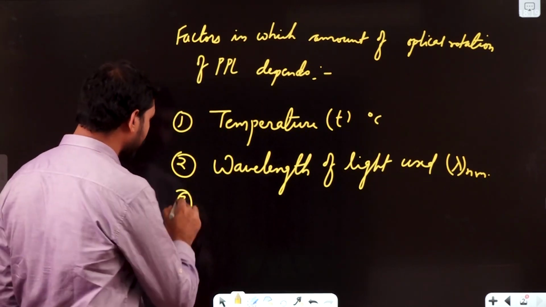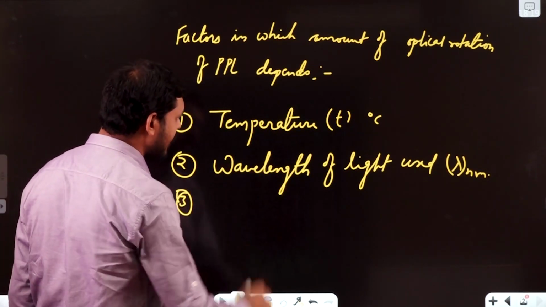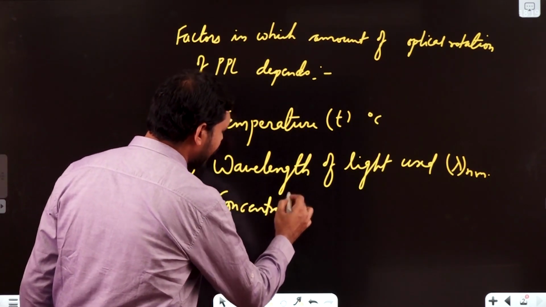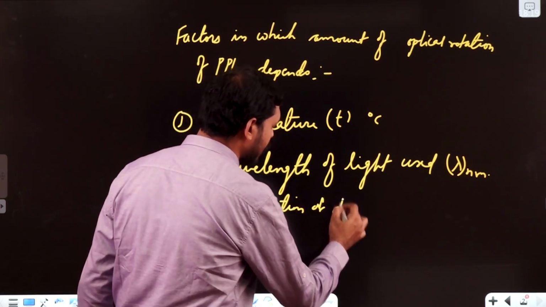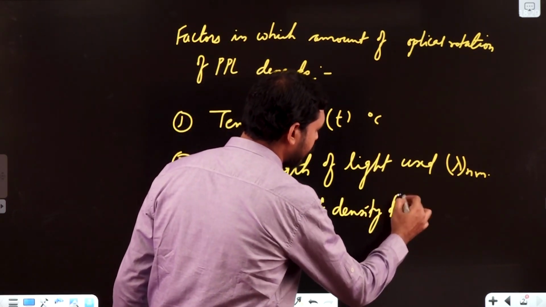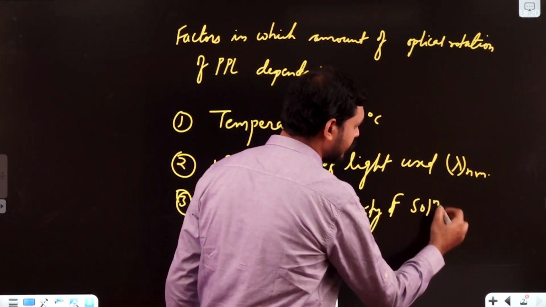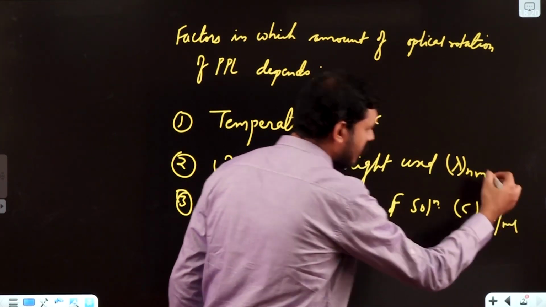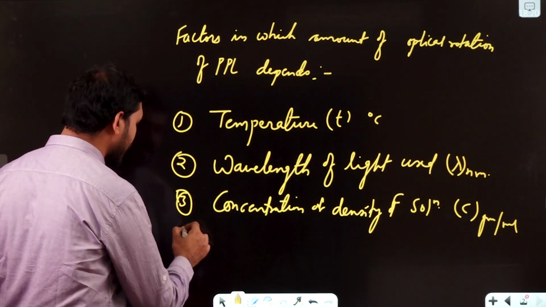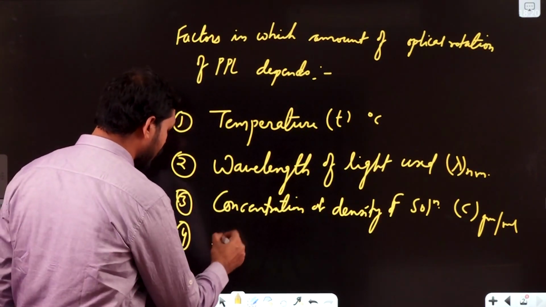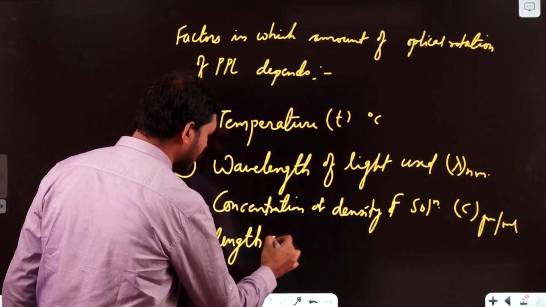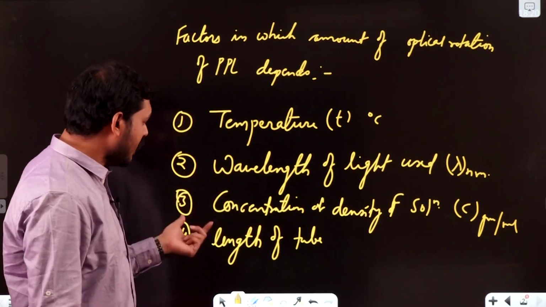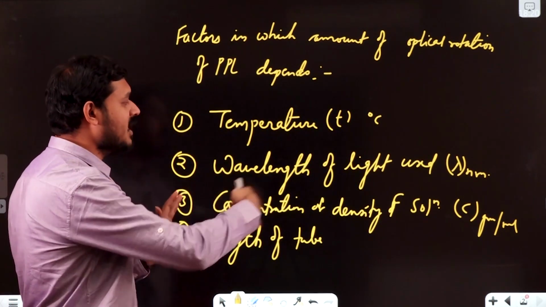Third thing, first thing is temperature, second thing is wavelength of light used, third thing is concentration or density of substance or solution. It is represented by C, unit is gram per ml or gram per cc, centimeter cube, that is the same. And the last thing is the length of tube, or it may also be said as the length up to which PPL is passing through.